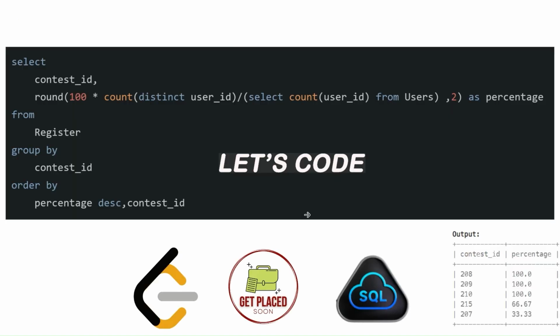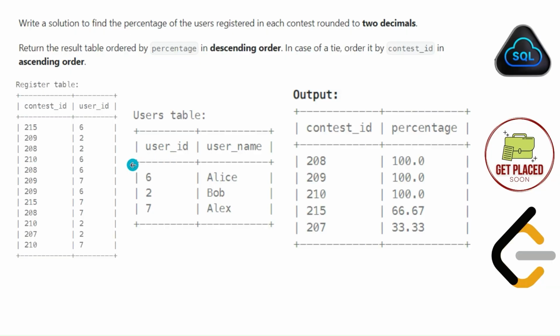Now let's see how to write the SQL code. Here we are not using a join because all the user IDs, that is 6, 2 and 7, are present in the register table also in this user ID column. And in the output also we don't need user ID details. That's why, because we have all the details in the register table, we can understand.